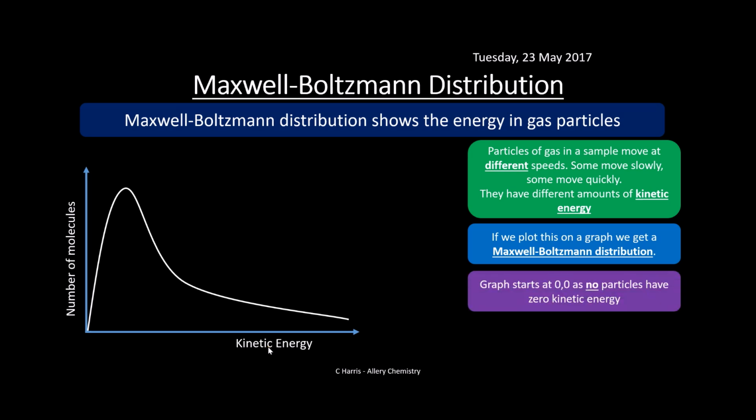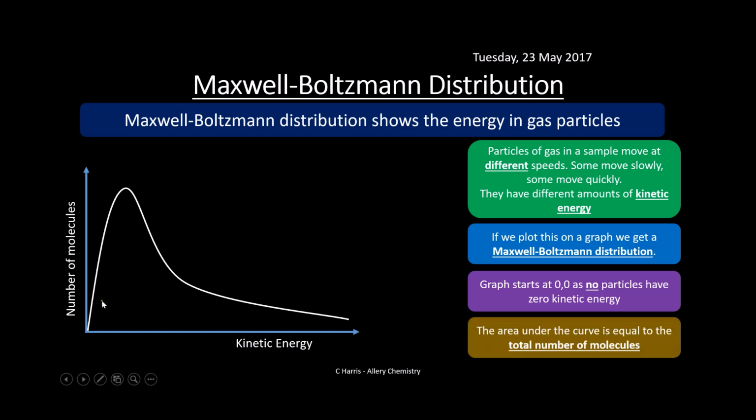Now we're going to point out some certain things here. The graph starts at 0, 0, as you can see here, because no particles have zero kinetic energy. They must have some kind of energy. And the area under the curve, this bit here, is equal to the total number of molecules that we've got in our sample. And that obviously remains constant throughout all of this.